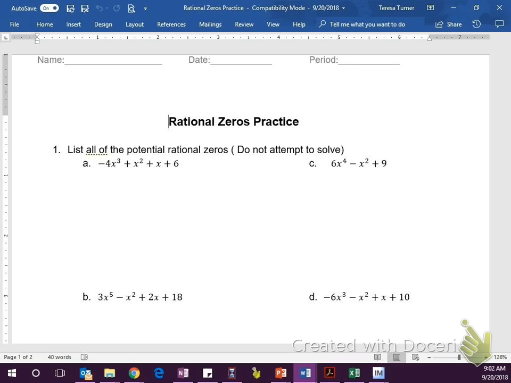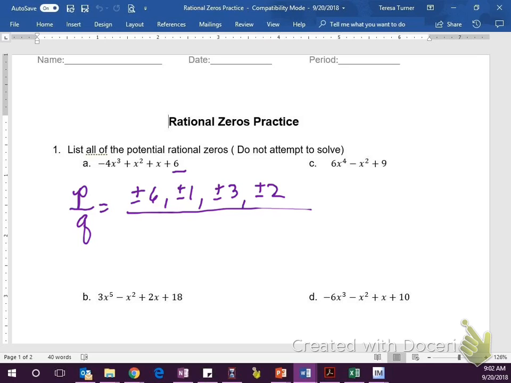Okay, so P over Q. What are all the possible factors of the constant, which is 6? Plus or minus 3 and plus or minus 2. So 1 and 6 and 3 and 2? Yeah. Then what are all the possibilities for the leading coefficient?